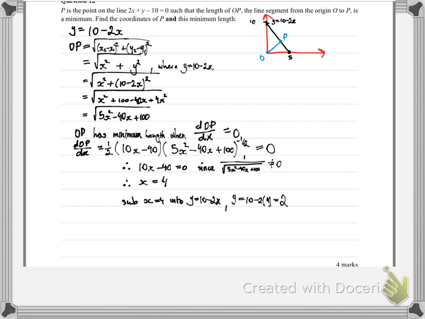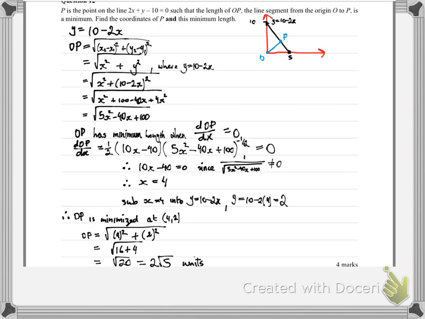Okay. So we substitute that value back into our line, and we get our y coordinate 2. So there's our point, x equals 4, y equals 2, and that means at that point the line segment OP is minimized. What is that minimal value? Substitute those numbers into the line segment, and we get the square root of 20. Got to express that as a simple surd. 2 root 5 units in length.